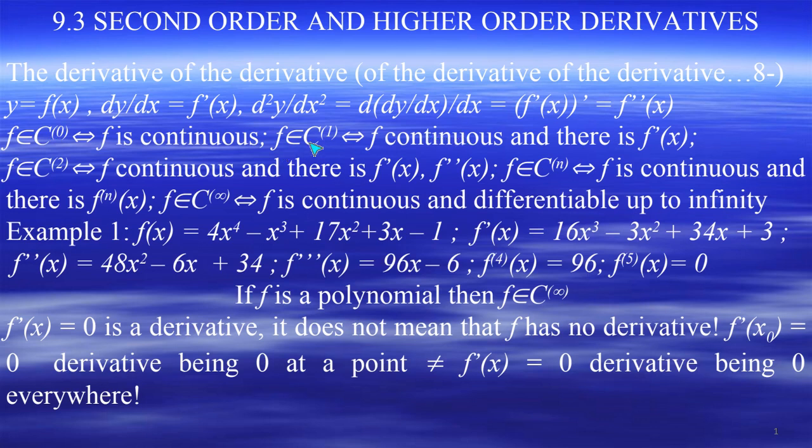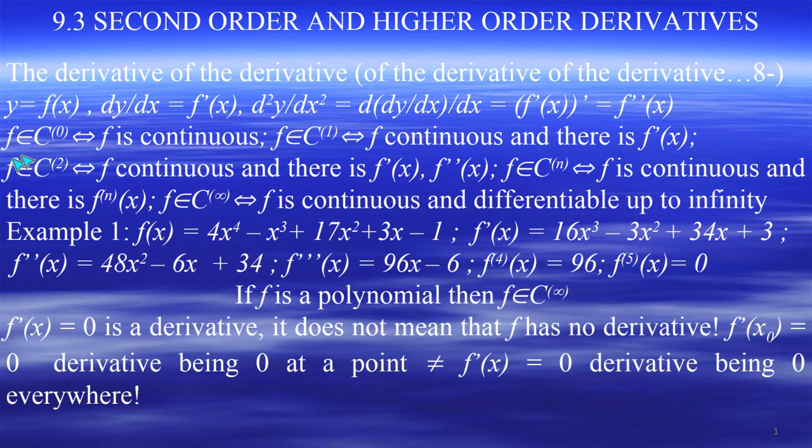When we denote f is an element of C1, or f belongs to C1, you see, big case letter C, with one in parentheses as a superscript, it means C is the set of continuous functions, and one means once differentiable, meaning that its first derivative exists. So when we say f belongs to C1, it means f is continuous and there is f prime of x. The function has the first derivative at least.